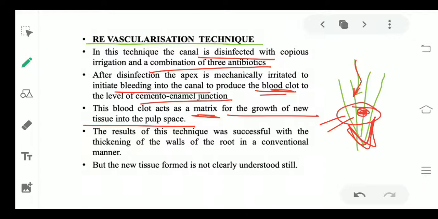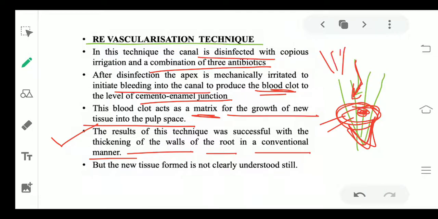The result of this technique was successful, with thickening of the walls of the root in a conventional manner. So we got a positive result from this also. What we did was we used a very sharp instrument and induced bleeding in the canal. This bleeding formed a blood clot, and this blood clot helped in the growth of new tissue in the pulp space. Pulp space is the space inside your canal, where the pulp was earlier. Now when the new tissue is being formed, we can see that the apex is being closed, and then we can further go with the whole function.